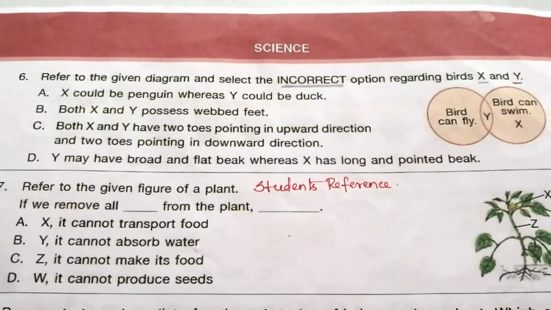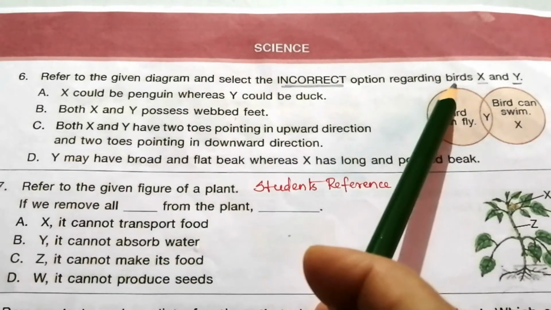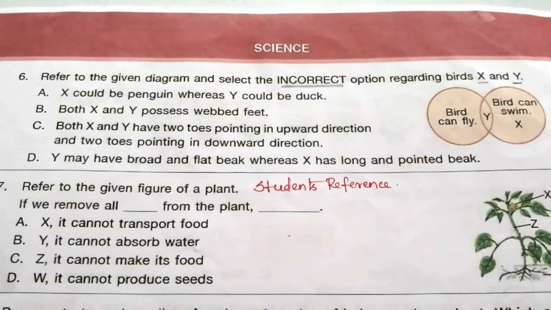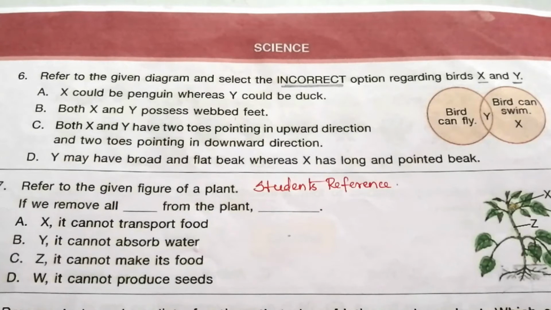Next topic is science. 6. Refer to the given diagram and select the incorrect option regarding birds X and Y. You look at the given Venn diagram carefully, then read the 4 options and find the answer. And we have to find out the incorrect option.